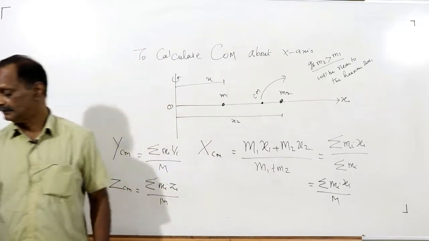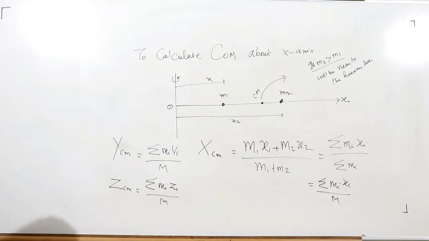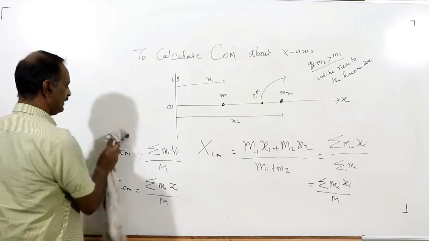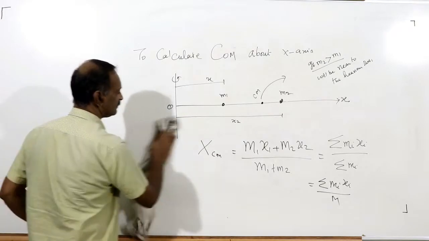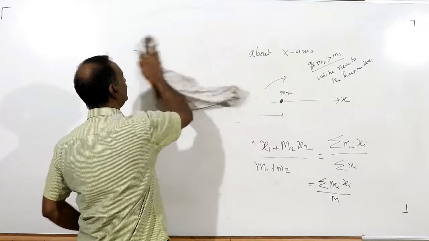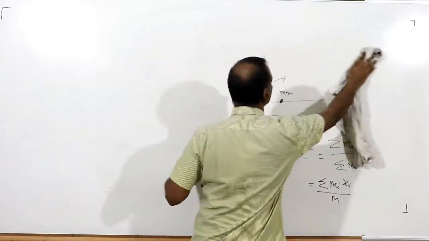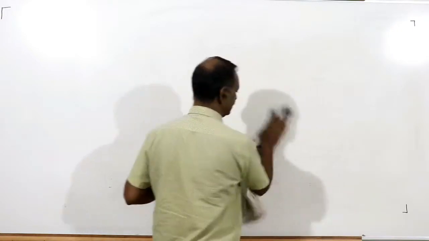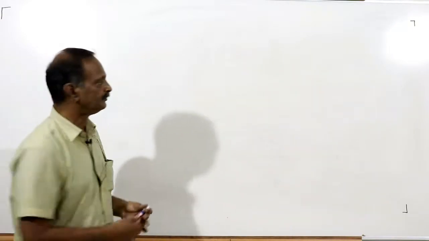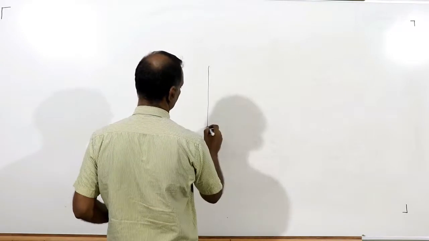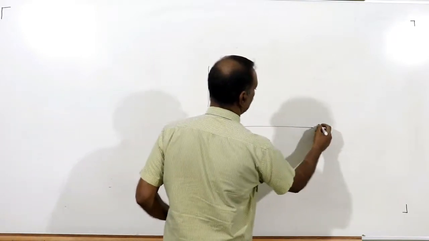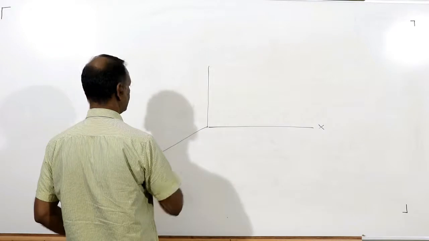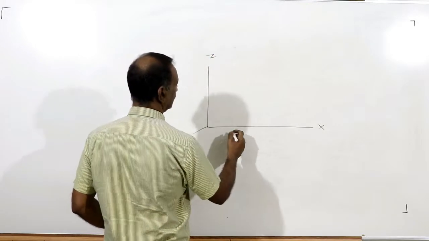Suppose a body is located in space. Space means it will have all three coordinates: x coordinate, y coordinate, z coordinate. How? This is the x-axis, this is the y-axis, and this is the z-axis.